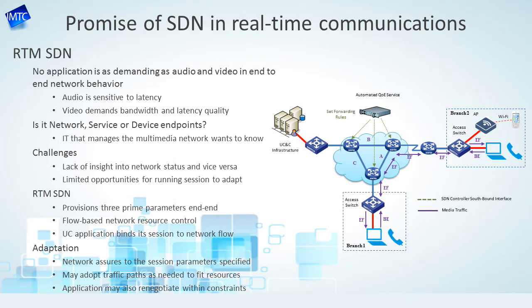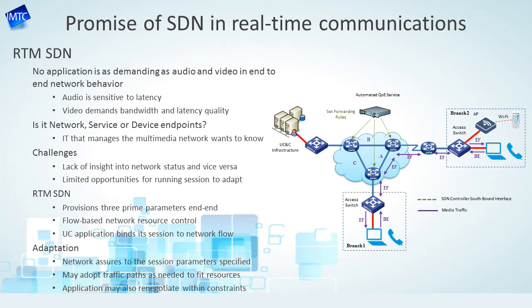So all these things are really taking the problem of being able to diagnose as well as provision the network resources away from the burdens of endpoints having to represent this information to the network and seek corrective actions from the UC application. So providing these parameters, flow-based network resource control, as was outlined already, is what RTM SDN does.